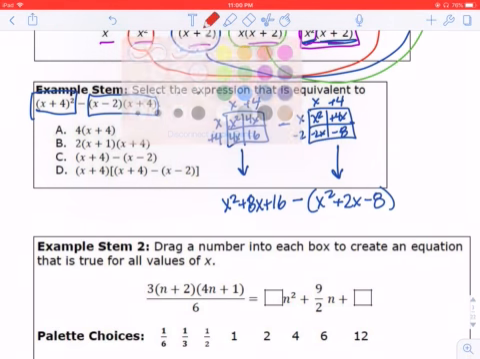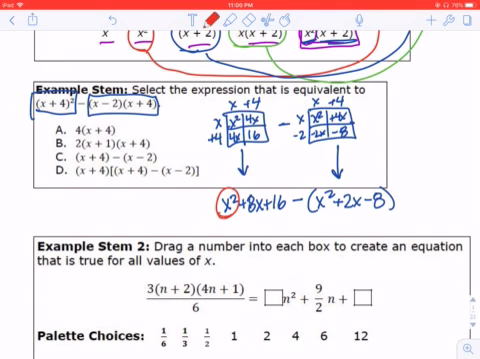So if I'm thinking about combining my like terms, I'm doing x squared minus x squared. Those things are going to cancel. I am doing 8x minus 2x. That would give me 6x's. And then I'm thinking I have 16 minus negative 8. That's really like plus 8. So that would be plus 24. That's what I'm thinking is my answer.